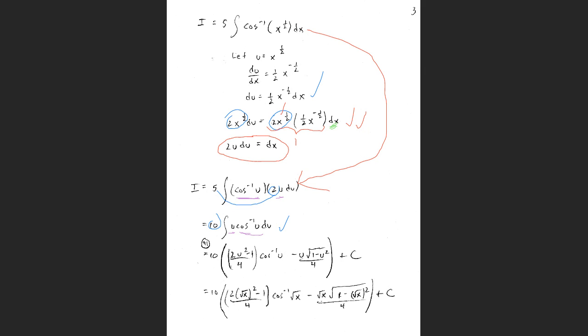And now we can apply formula 91 directly. And that gets us, now we have our antiderivative. And of course, the original integral was with respect to x. So everywhere I see a u, I have to substitute in the square root of x.